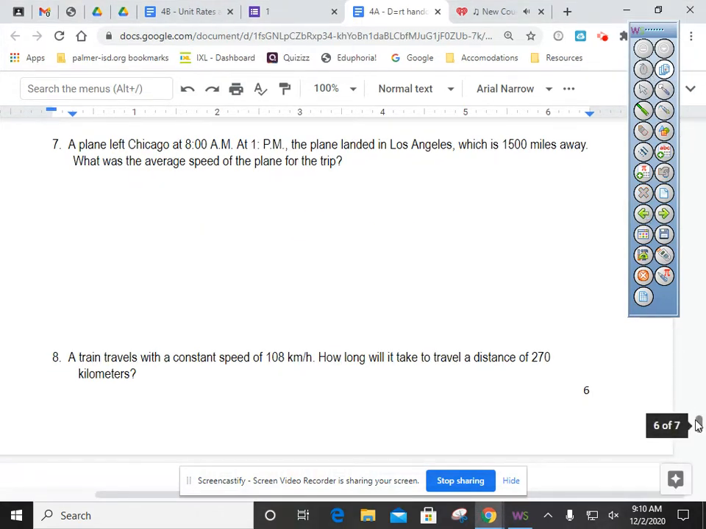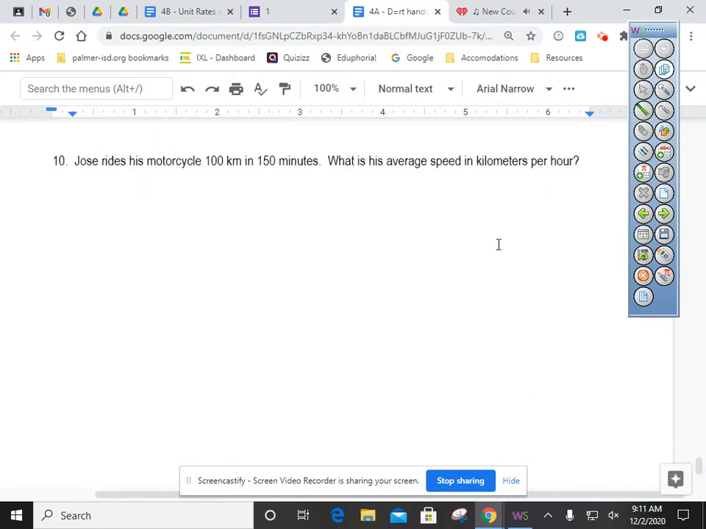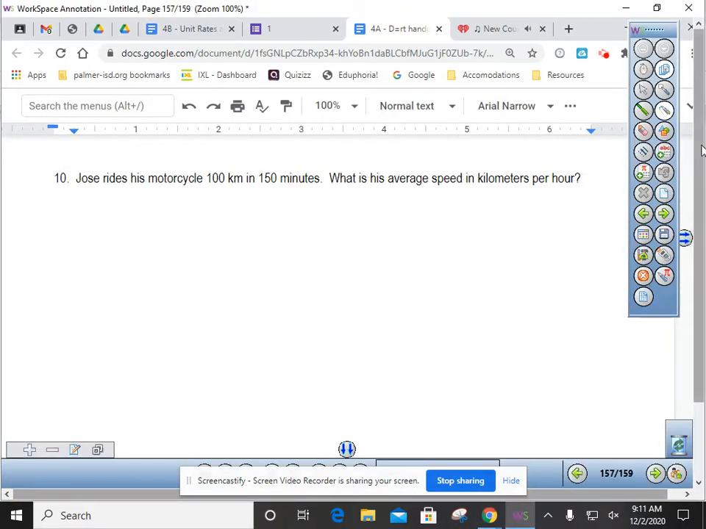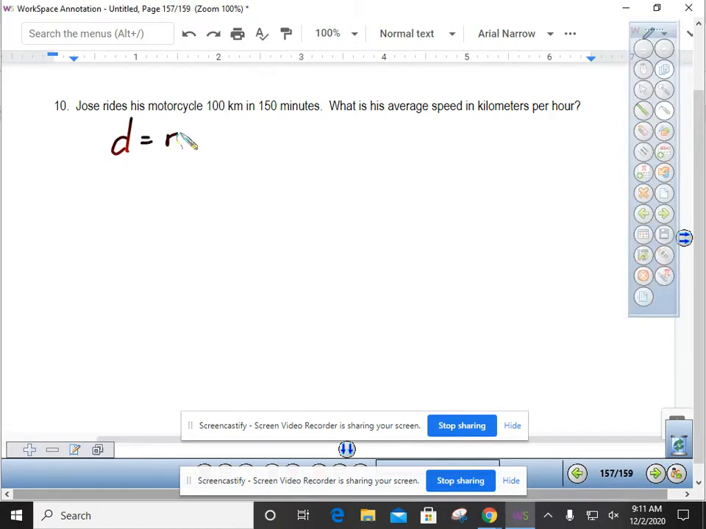And then I think number 10 we need to look at. Jose rides his motorcycle 100 kilometers in 150 minutes. What is his average speed in kilometers per hour? You can write D equals RT. How far does he go? 100 kilometers, right? It's asking you for the rate, but is this 150?